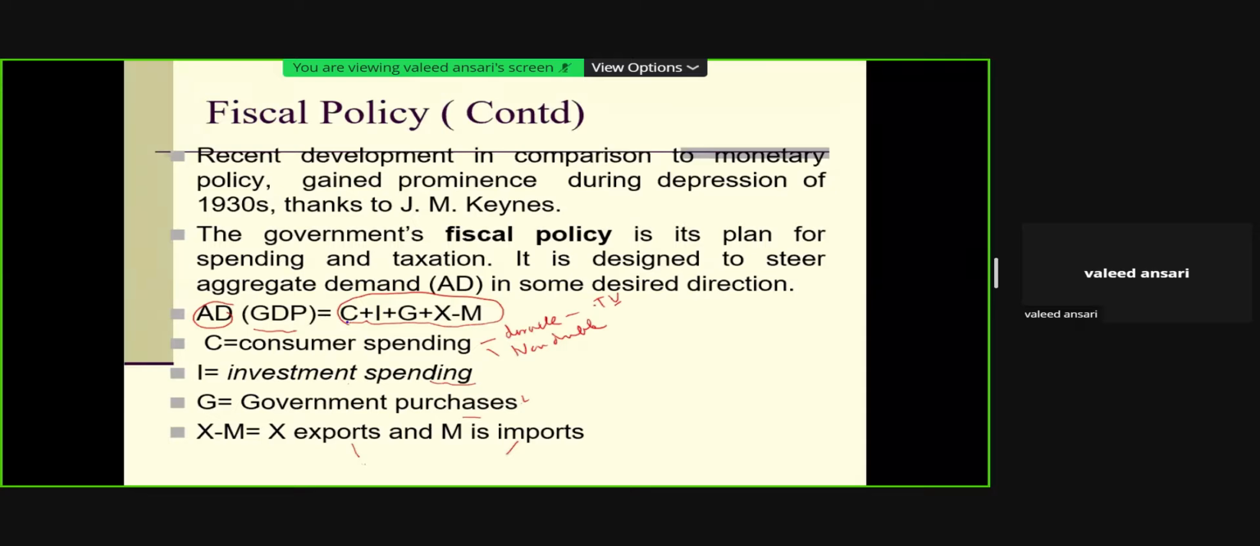So when consumers are not spending, businesses are not spending, and exports are not picking up, then the only option is that government should spend. That is why government expenditure plays a very important role in the management of the economy.